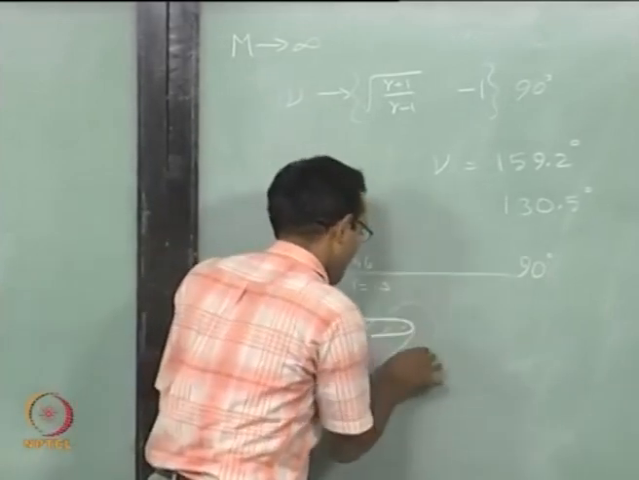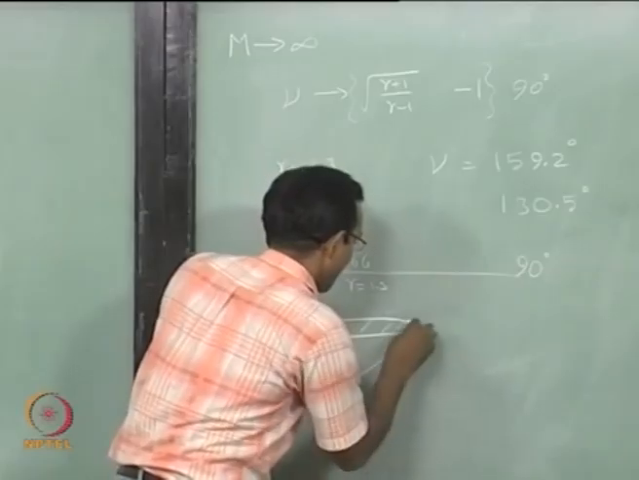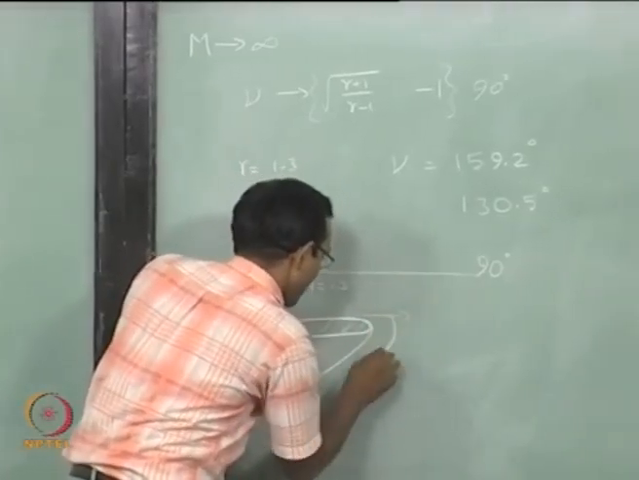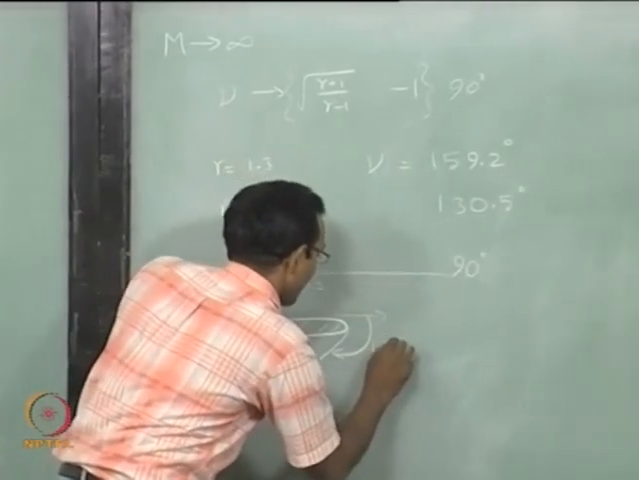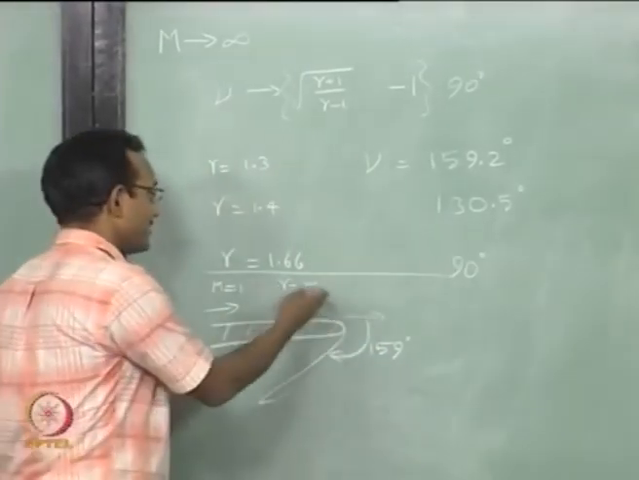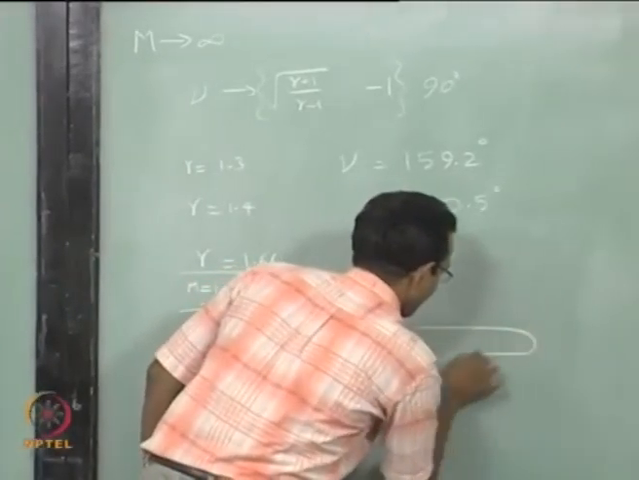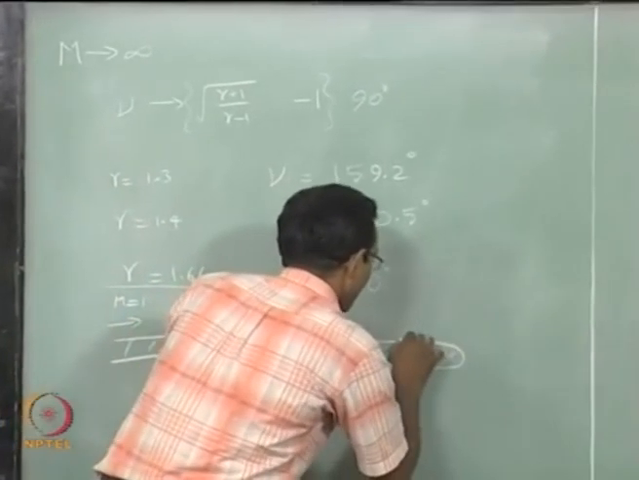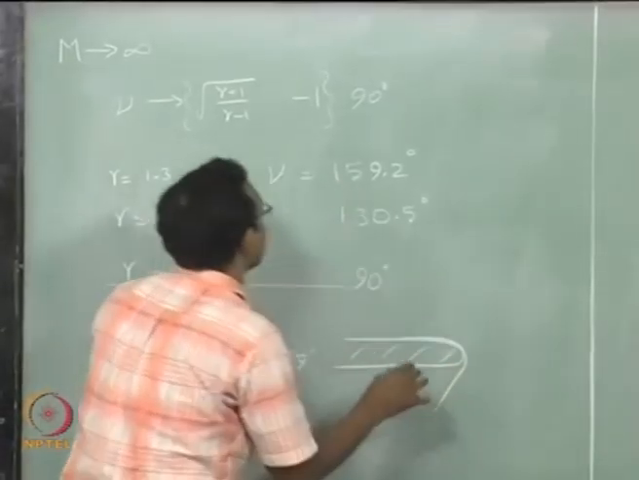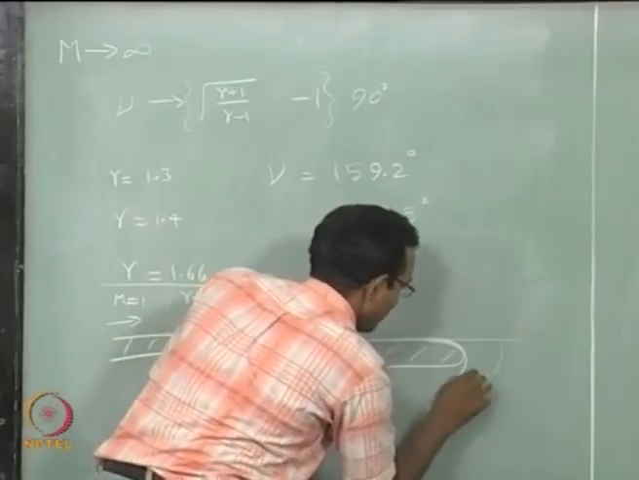This angle, not there, sorry, the angle is the deflection angle for the streamline. So this is the streamline going to turn like this. This is your 159 degrees. This is what you will get. If I have the same thing for gamma equal to 1.4, I will draw another picture. Then this is going to go for 130 degrees. This deflection is 130 degrees.